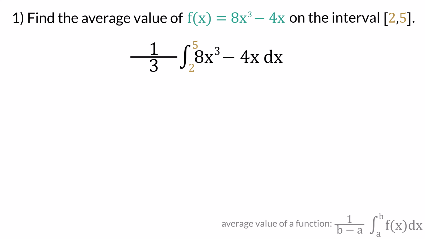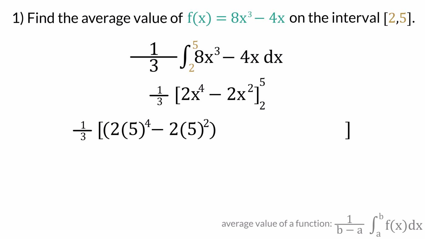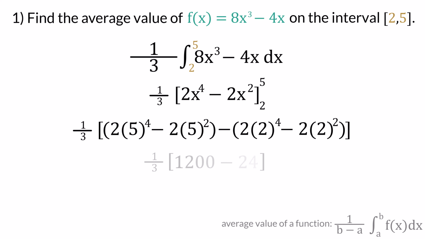Using our basic integrating techniques, the antiderivative of 8x to the third minus 4x is 2x to the fourth minus 2x squared. Using the fundamental theorem of calculus, we evaluate the antiderivative at 5 and at 2 and take the difference. Finally, we divide by the difference of 5 and 2, giving us our average value of our function, 392.